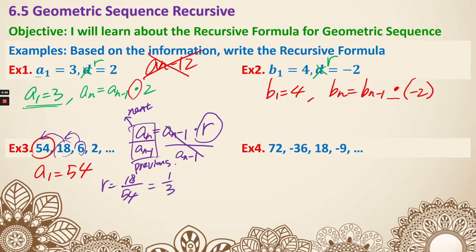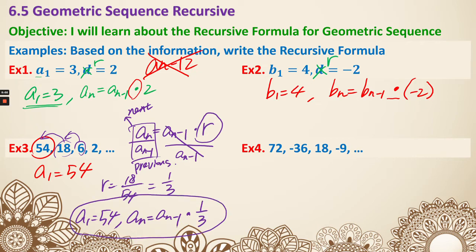Now let's write the final formula. Again, a sub 1 equals 54, part of the formula. Then a sub n equals a sub n minus 1 times 1/3. That is the whole formula for example 3.